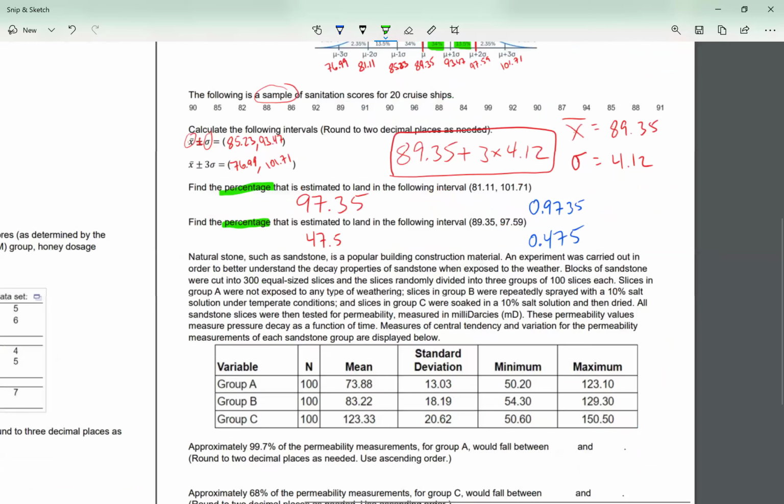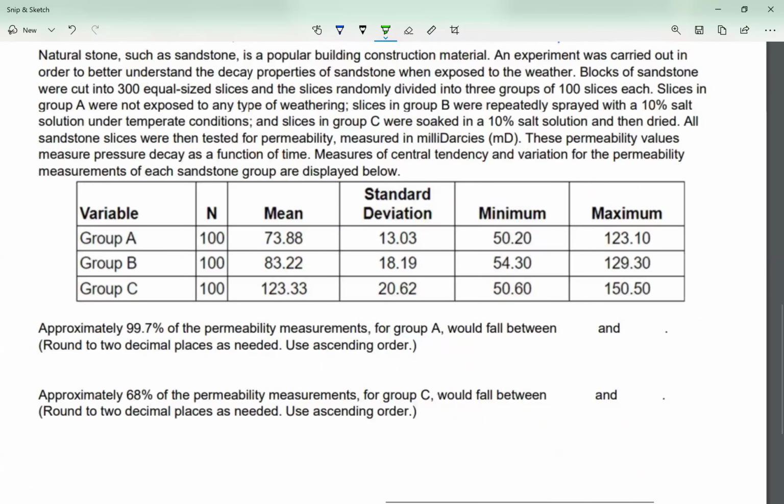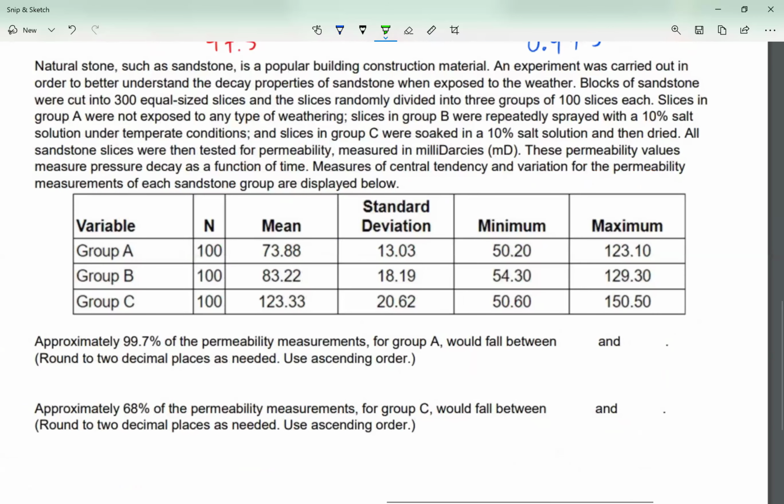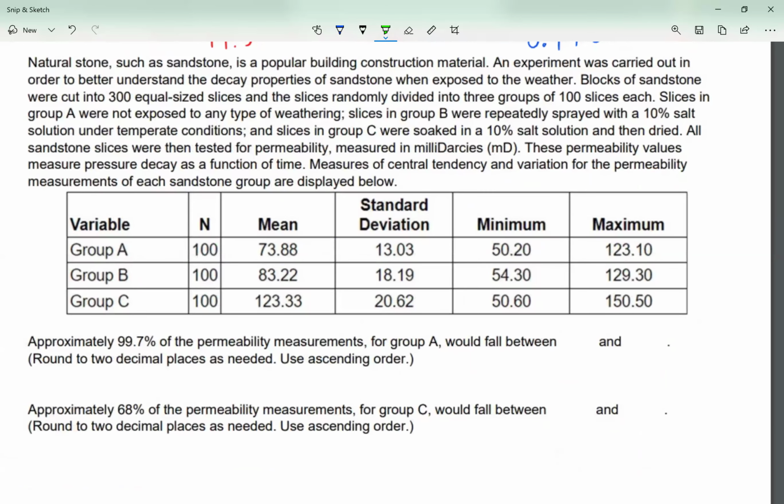Okay, so now let's take a look at this last example for today. These last two examples. Natural stone, such as sandstone, is a popular building construction material. An experiment was carried out in order to better understand the decay properties of sandstone when it's exposed to the weather. Blocks of sandstones were cut into 300 equal-sized slices, and the slices were randomly divided into 3 groups of 100 slices each.